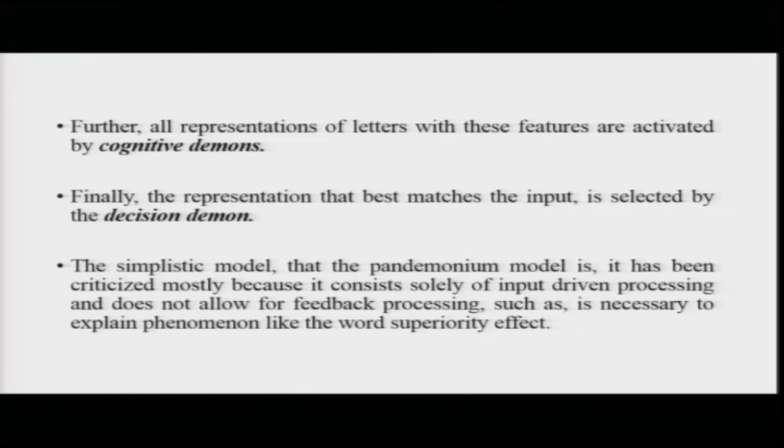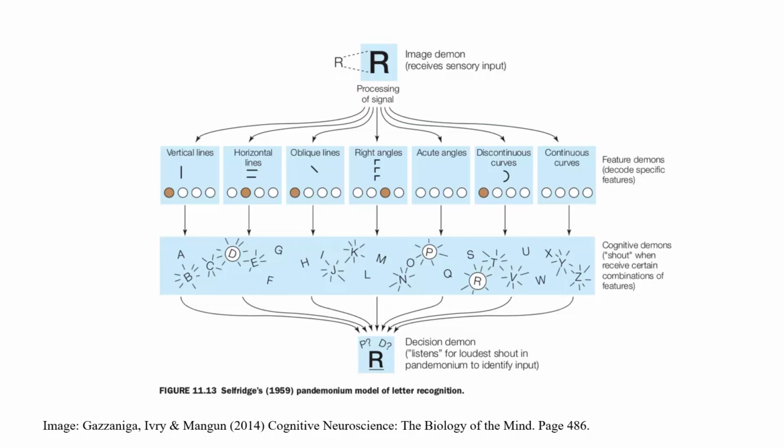Now, this simplistic Pandemonium model has mostly been criticized because it is a very serial, no feedback, no interaction kind of model. And it cannot really explain a lot of effects like the word superiority effect and so on. So, this is what the diagram, what the model looks like.